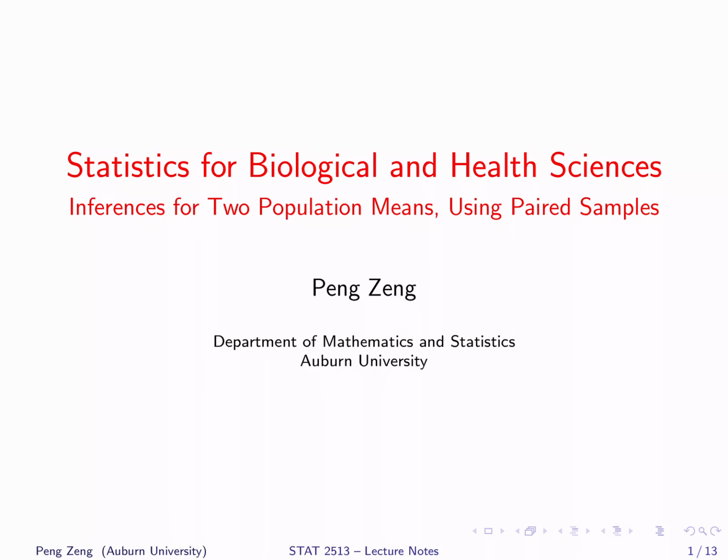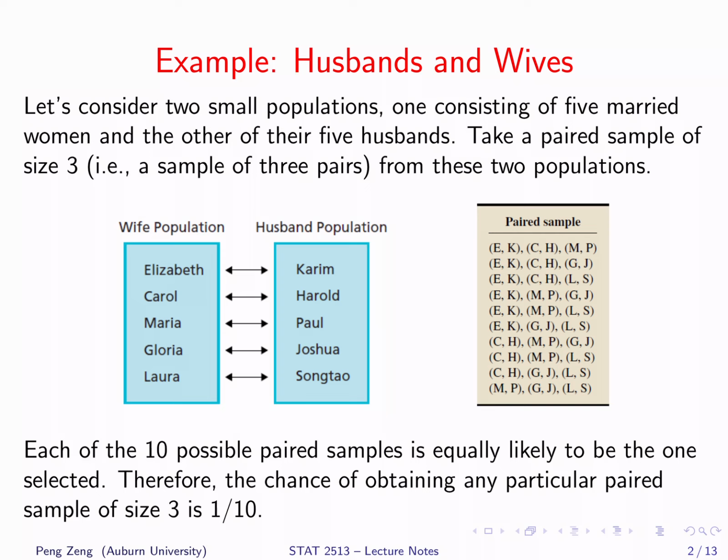This lecture discusses statistical inferences for two population means using paired samples. First, let's use an example to explain what paired samples mean. Consider two populations, one consisting of 5 married women and the other of their 5 husbands.